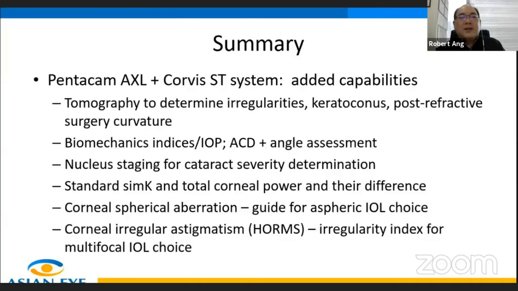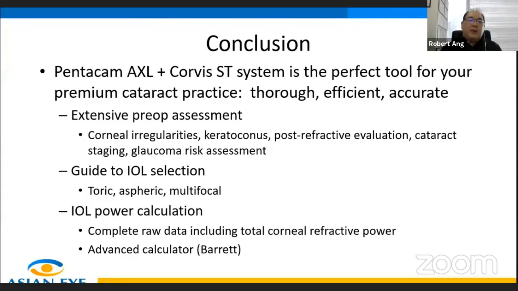Summarize? Okay. So in summary, the Pentacam AXL gives us added capabilities so that we can guide us for IOL selection, IOL power calculation, and extensive pre-op assessment. Thank you so much.